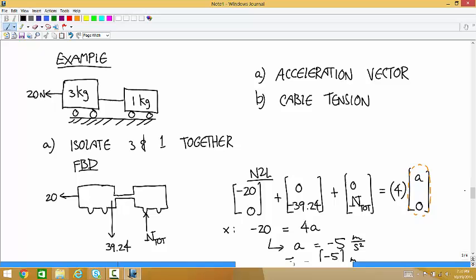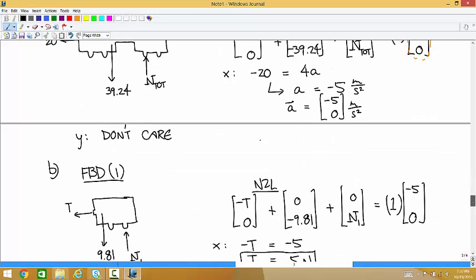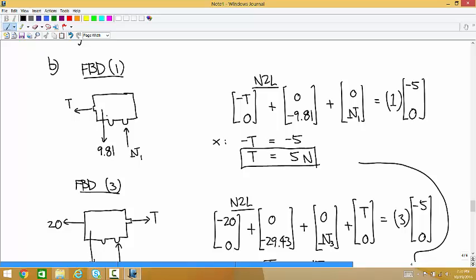Like, nothing would move at all if there was no 20 Newton force. How do we isolate the 1 kilogram? Yep, acceleration factor? Yes, that's right. The way that this one knows that there's a 20 Newton force is that in Newton's second law, we're using this acceleration that we got from isolating the two together. So we are using the information that the 20 Newton force is there.